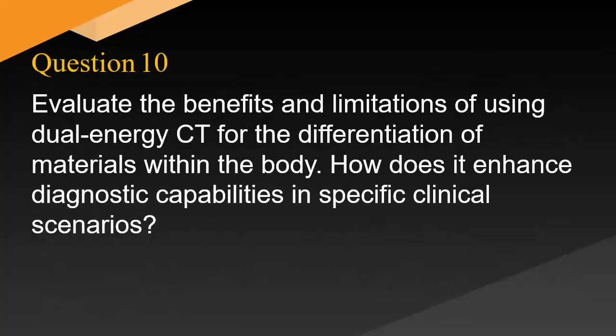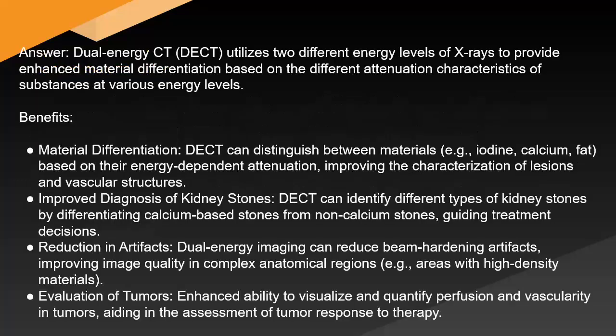Evaluate the benefits and limitations of using dual-energy CT for the differentiation of materials within the body. How does it enhance diagnostic capabilities in specific clinical scenarios? Answer: dual-energy CT (DECT) utilizes two different energy levels of X-rays to provide enhanced material differentiation based on the different attenuation characteristics of substances at various energy levels. Benefits: material differentiation. DECT can distinguish between materials, e.g., iodine, calcium, fat, based on their energy-dependent attenuation, improving the characterization of lesions and vascular structures.